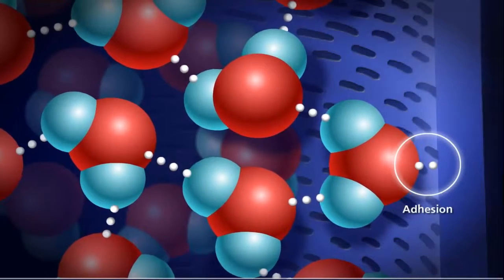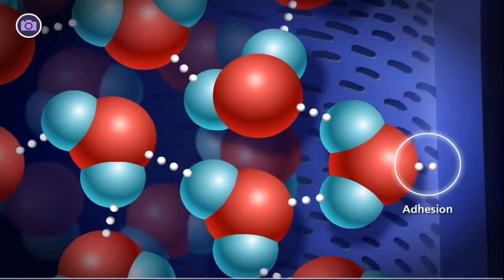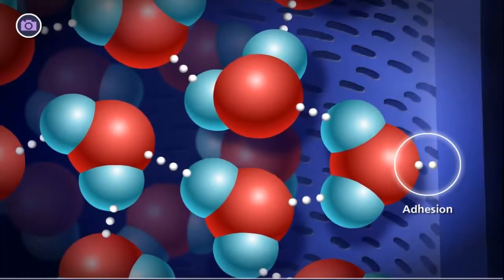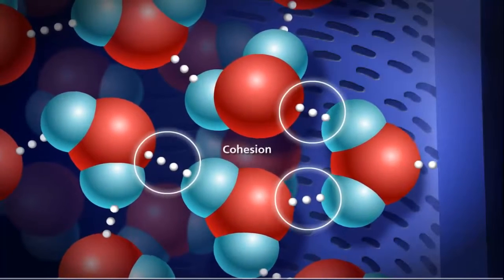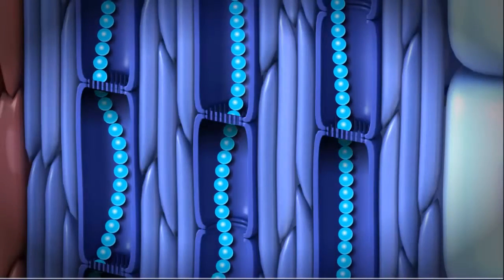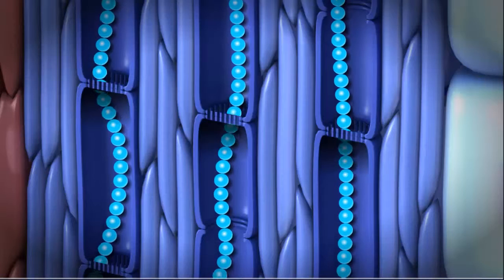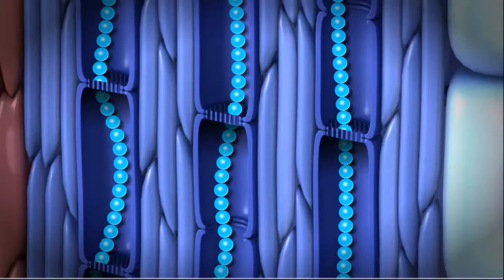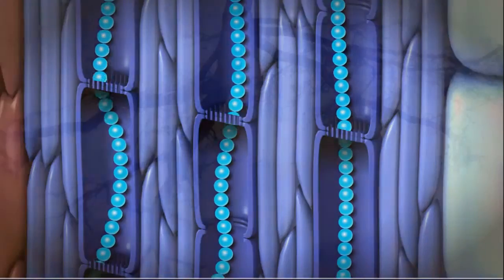Adhesion is the attraction of water molecules to a surface, such as the wall of the xylem. Cohesion is hydrogen bonding between water molecules. Together, adhesion and cohesion allow water to move through the xylem in a continuous stream, from the roots up through the stem to replace water lost from the leaves through the stomata.